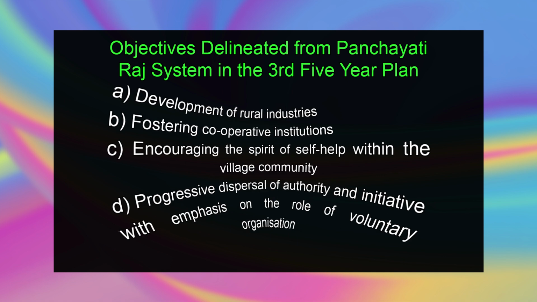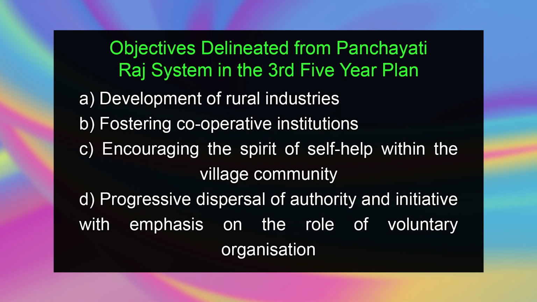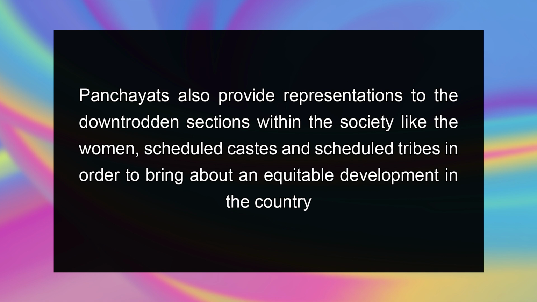Besides, some other objectives of the Panchayati Raj system as delineated in the Third Five-Year Plan are development of rural industries, fostering cooperative institutions, encouraging the spirit of self-help within the village community, and progressive dispersal of authority and initiative with emphasis on the role of voluntary organizations. Besides all these important objectives, panchayats also provide representation to the downtrodden sections within the society like women, scheduled castes and scheduled tribes in order to bring about an equitable development in the country.